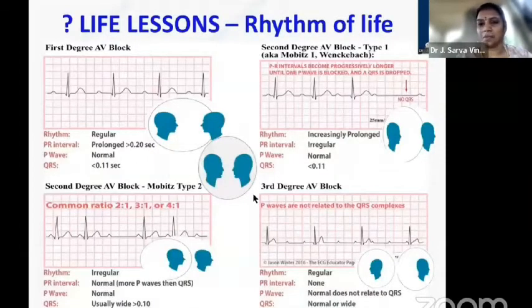Do these AV blocks teach us a life lesson? If we consider this as a normal rhythm of life, the P and the QRS are the wife and the husband, and the PR interval is the relationship between them.